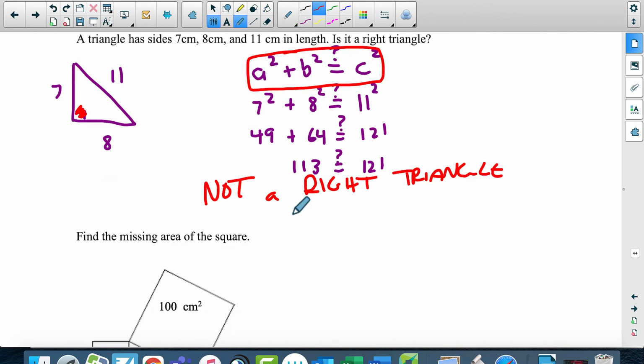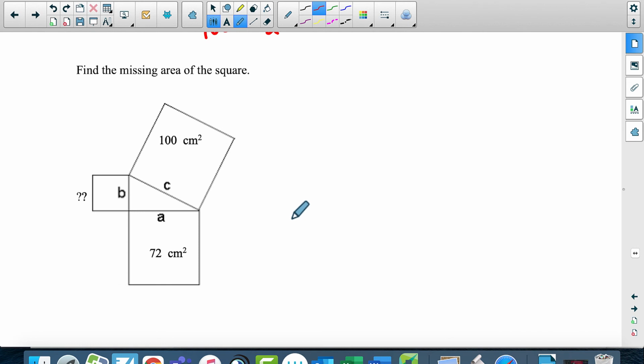Alright, find the missing area of the square. Ooh, this looks complicated. But you know what? This is actually the fastest question we've done in the whole video, if you understand this. Because remember, what we found out is, with the Pythagorean theorem, for a right triangle, that if we take the area of this square, which was built on one leg, and the area of this square, which was built on the other leg, and we add those two together, it will equal the area of this square that was built on the hypotenuse.